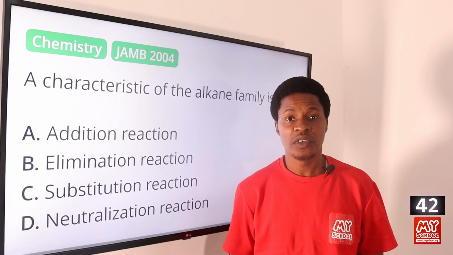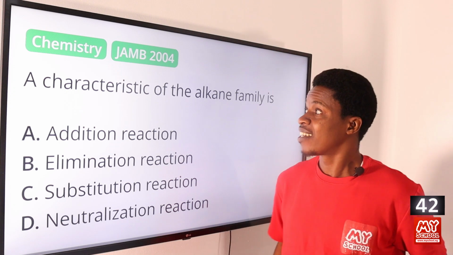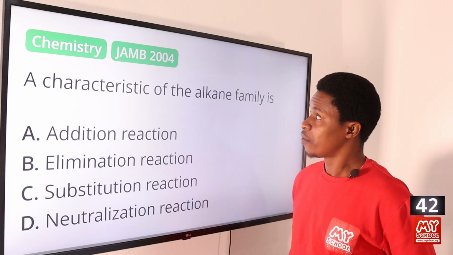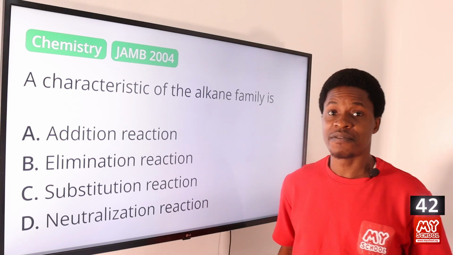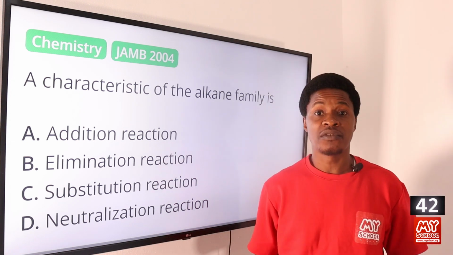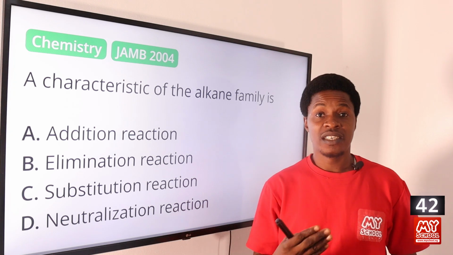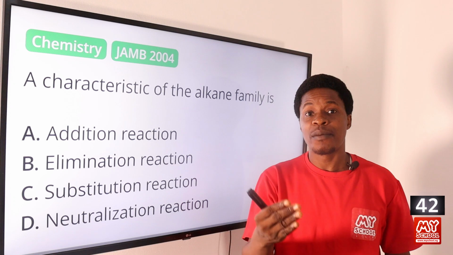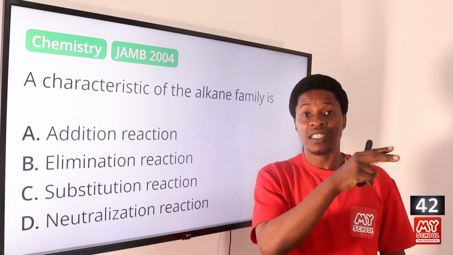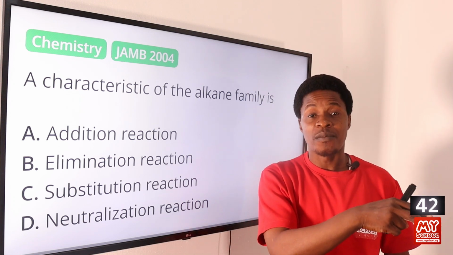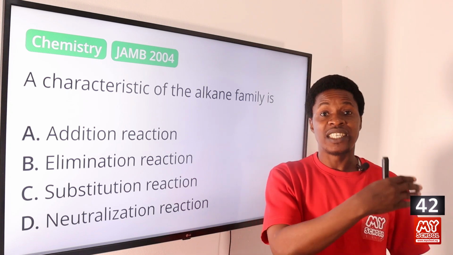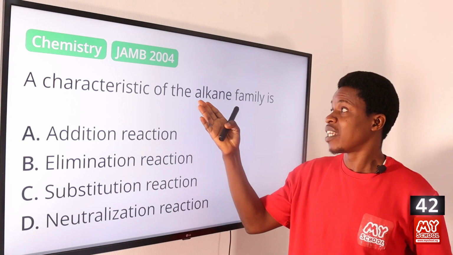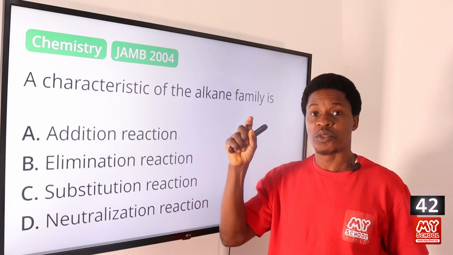We are moving on now to question number 42. A characteristic of the alkane family is what? When we talk about the alkane family, don't forget the alkanes are the saturated hydrocarbons, while alkenes and alkynes are the unsaturated hydrocarbons. The reason is that they have a carbon-carbon double bond, and a carbon-carbon triple bond in the case of alkynes. The saturated ones are just the alkanes, which have single bonds between the carbon atoms.